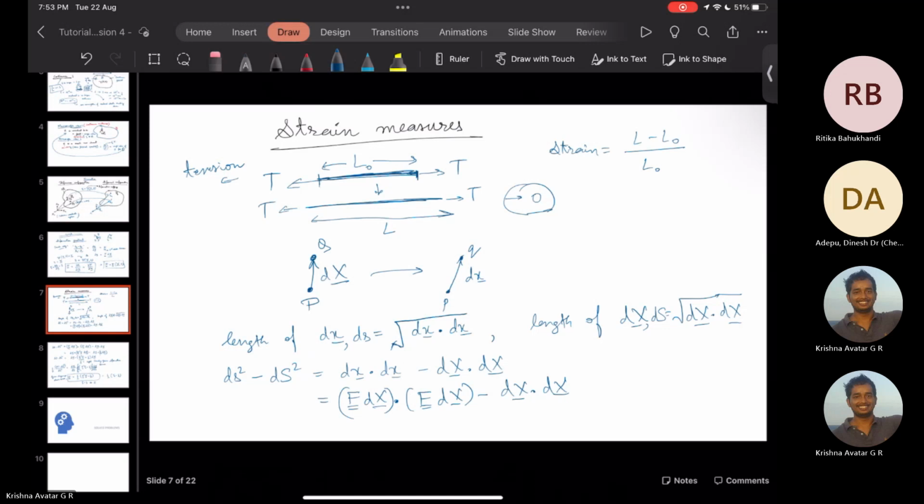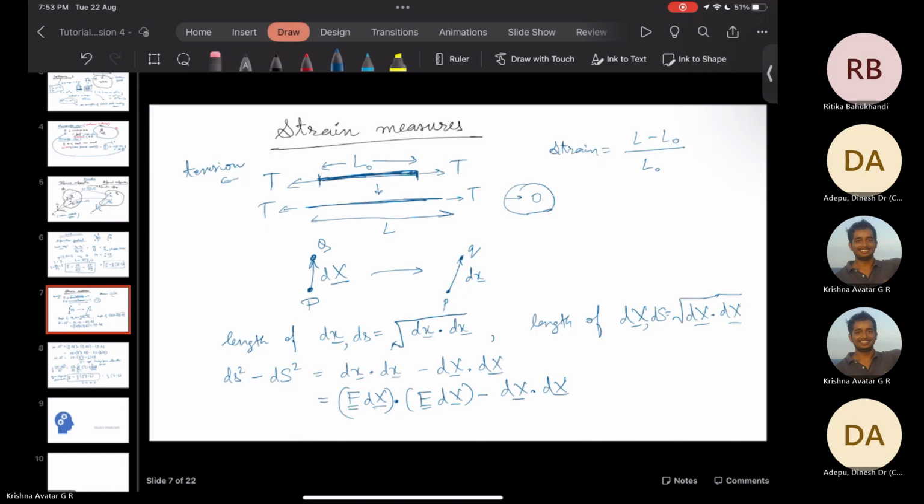Hello. Can you repeat the question, please? Okay, so you have this string here, and you are applying a tension. However, the value of tension is 0. Will there be strain in this string? I don't think so. If tension is 0, the strain won't come in that. Yes, there won't be any strain, right?